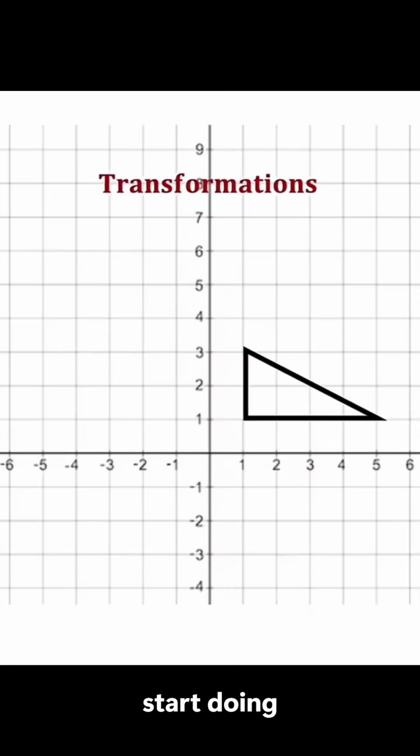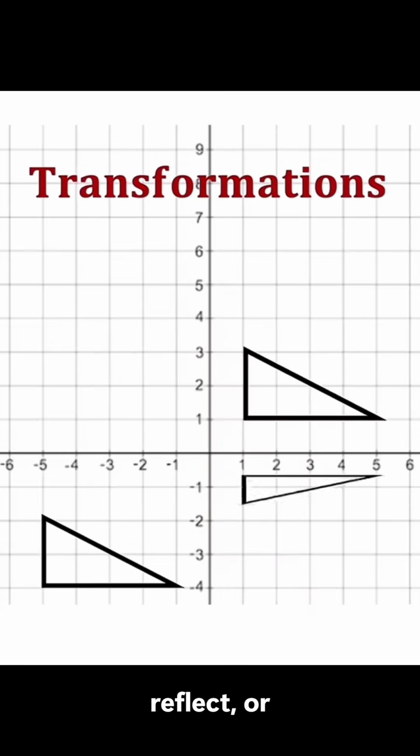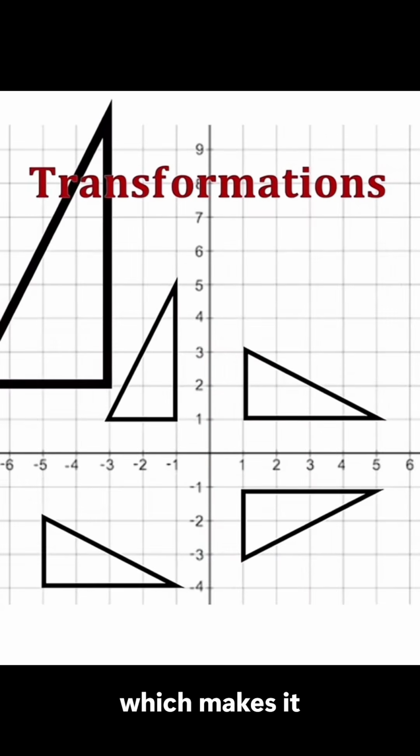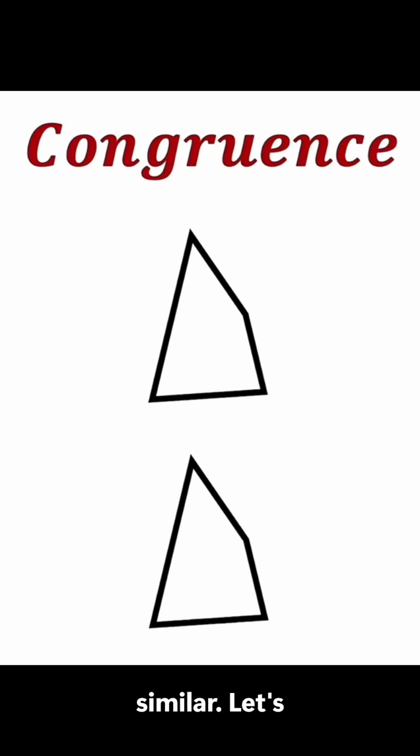Next, we can start doing things called transformations. We can translate, reflect, or rotate, and after we do these things, our figures will still be congruent. And after a dilation, which makes it larger and smaller, figures will no longer be congruent, but they will still be similar. Let's look deeper into congruence.